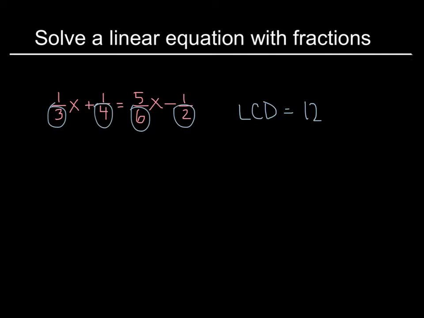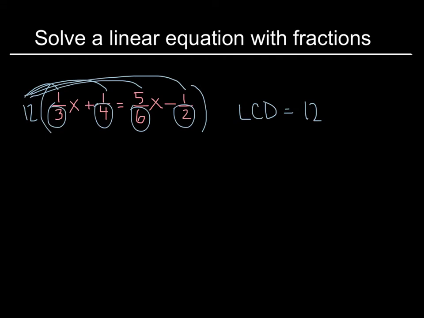So now I'm going to show you how we eliminate all those crazy fractions. I'm going to multiply every single term in this equation, both the left side and the right side, by that common denominator of 12. That means I'm going to multiply the 12 by 1, 2, 3, 4 terms.